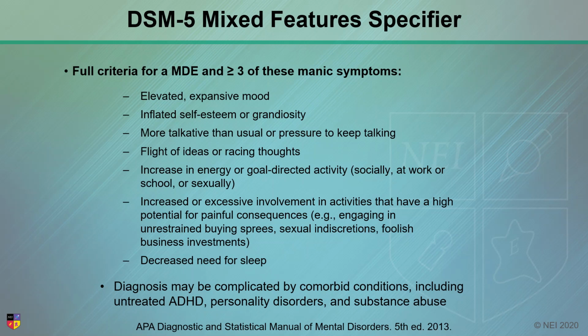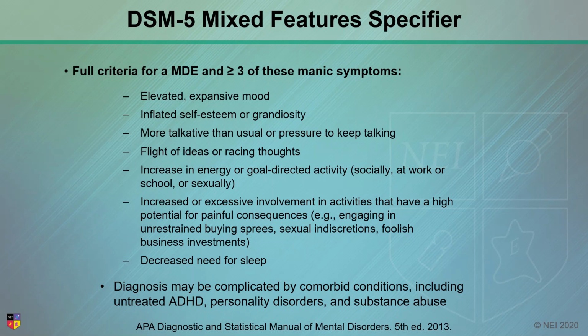The diagnosis may be complicated by comorbid conditions, including untreated ADHD, personality disorders, and substance abuse. And I'll just say as an aside that what the DSM-5 definitely does not have is a true diagnostic category hierarchy. It doesn't have an inclusive diagnosis that encompasses others. And I would say that if somebody is having mood disorders with this many manic symptoms, is there such a thing as untreated ADHD, personality disorders, and substance abuse in this patient, or are those things all symptoms of the underlying bipolar manic depressive diagnosis?